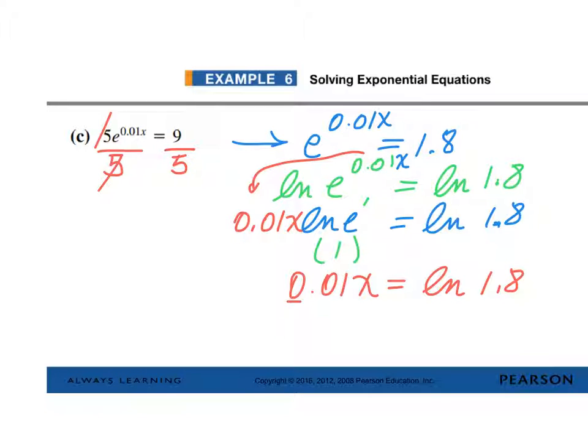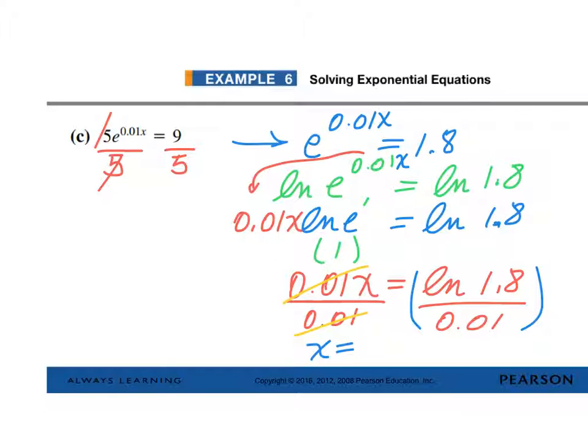And then dividing both sides by the 0.01, to get rid of it in front of the x, we come to the conclusion that x is equal to this expression, which is about 58.799.